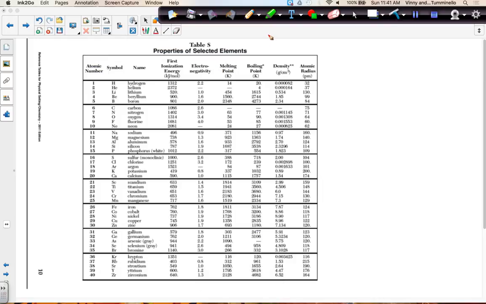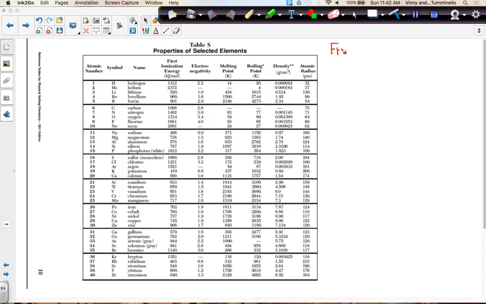So besides atomic number, symbol, and name, we also have first ionization energy, electronegativity values, melting points, boiling points, densities, and atomic radius values for any of the elements that show up here. So let's just discuss a little bit what each of these are referring to.